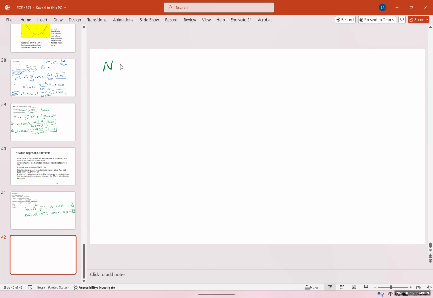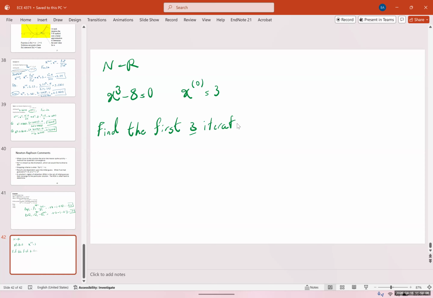We want to use Newton-Raphson to solve x^3 minus 8 is equal to 0, and x0 is equal to 3. So our initial guess is 3, and x^3 minus 8 is 0. We want to find the first 3 iterations. So find the first 3 iterations.